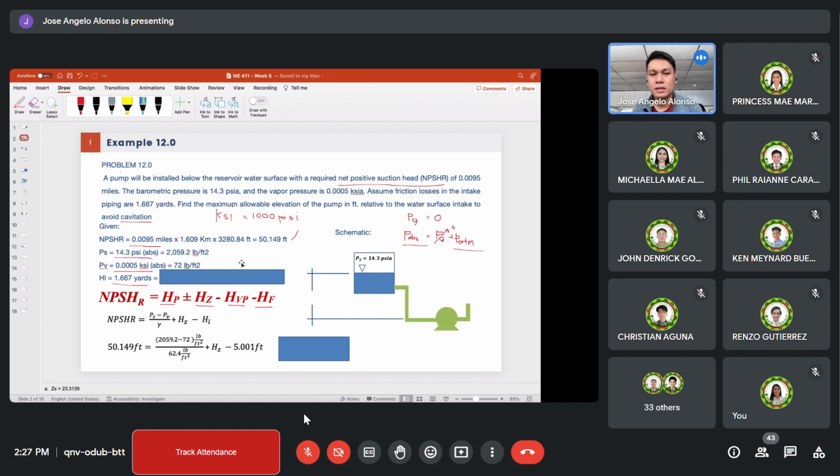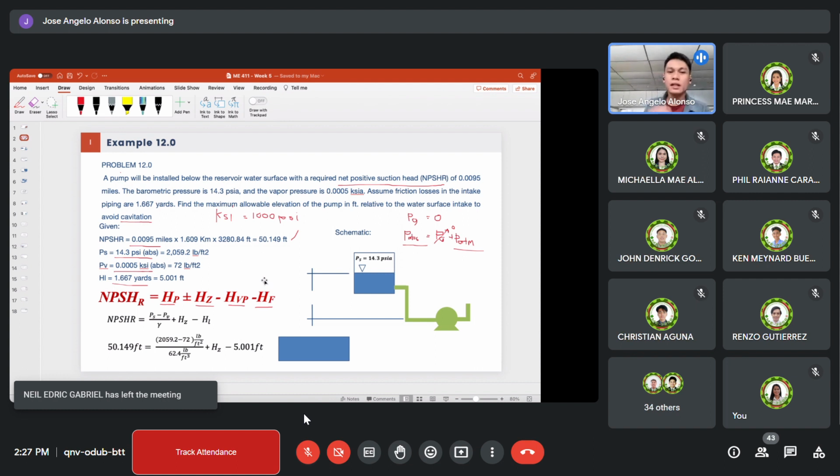For the friction loss, 1.667 yards. Multiply it by 3 feet, so for every 1 yard, there's 3 feet. Then it will give you 5.001 feet. Okay, now everything is in the uniform or standard unit. Tama ba? Naka-feet tayo, pound per feet squared, feet. Kapag sinubstitute natin yan dito sa equation, makakancel na natin yung mga unit and it will give us the unit of feet later on. So net positive suction head required is equivalent to 50.149 feet.